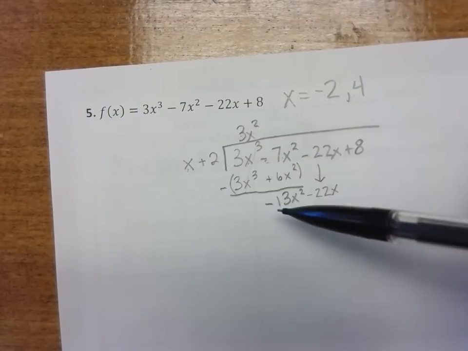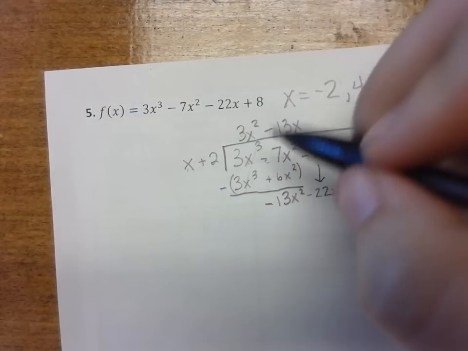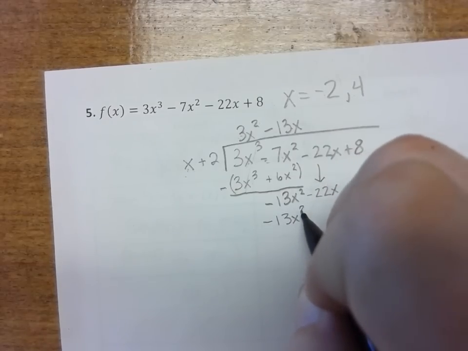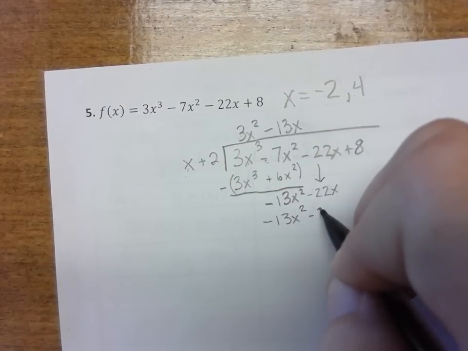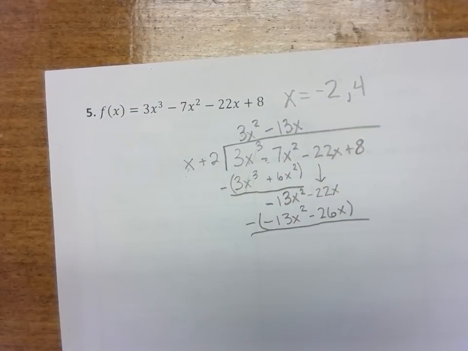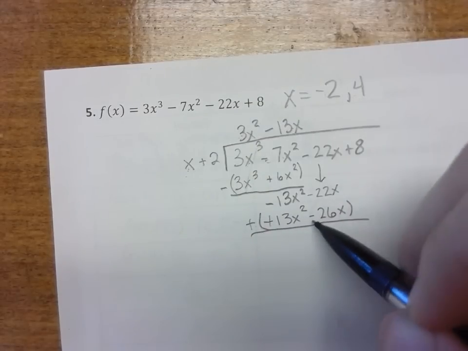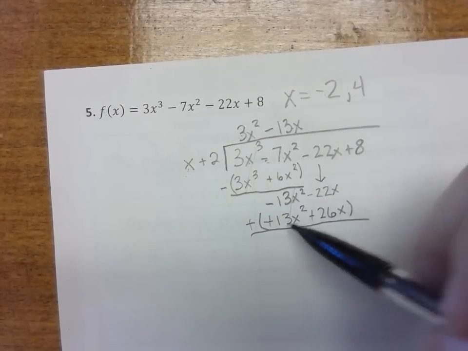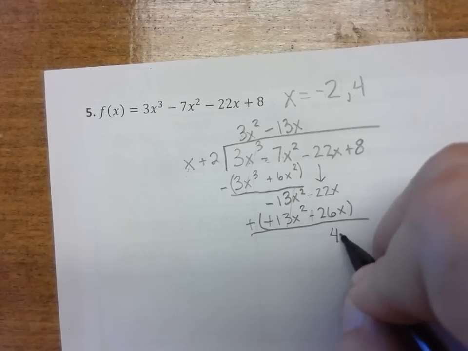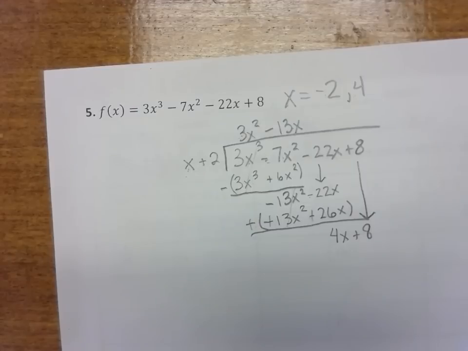So here x goes into negative 13x squared negative 13x times, distribute. So I have negative 13x squared minus 26x. We are subtracting all of that. Right, minus a negative and minus a negative. Remember, that's going to make positives. Okay, so this is going to create a 0. And negative 22x plus 26x is going to give us 4x. Drop this down. There were 2 full cycles.